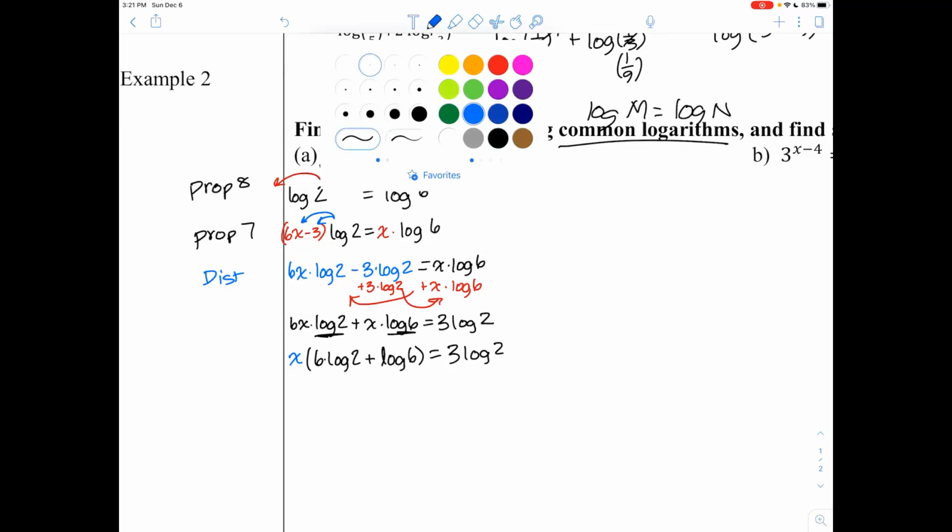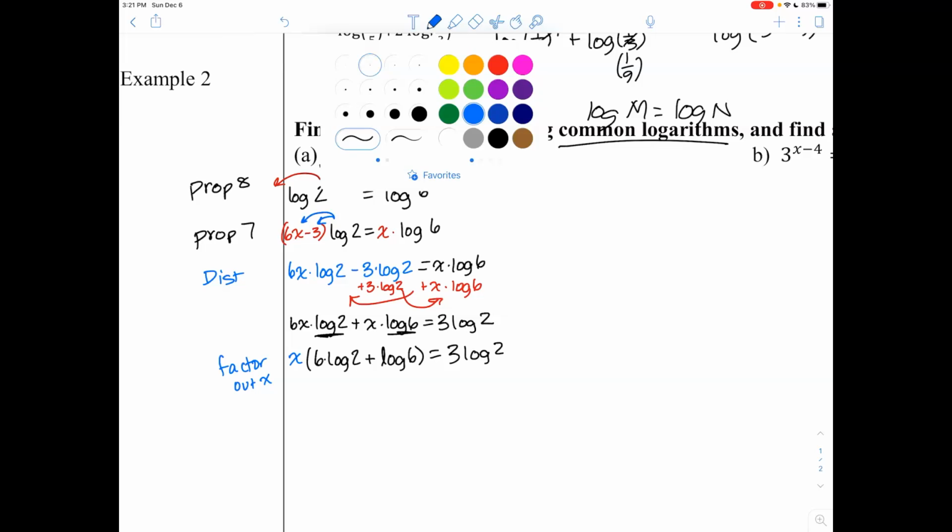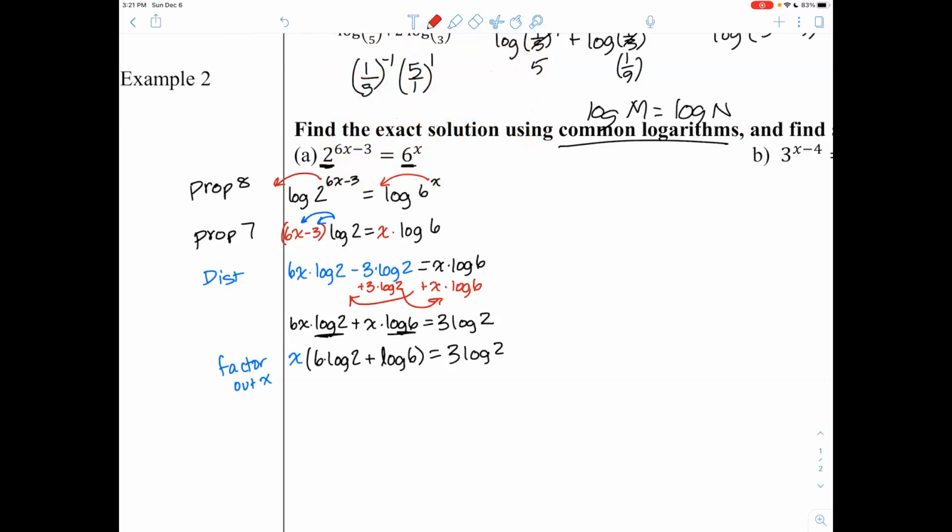Okay, so what did I do there? I just factored out the x. Because what I want to do is isolate the x, and I couldn't combine the terms with x's, so I had to factor it out of those 2 terms. Now, what am I going to do in this situation? I want to isolate x, so I'm going to divide both sides by 6 times the log of 2 plus the log of 6.